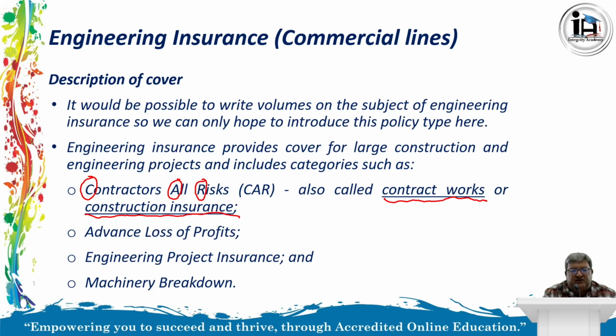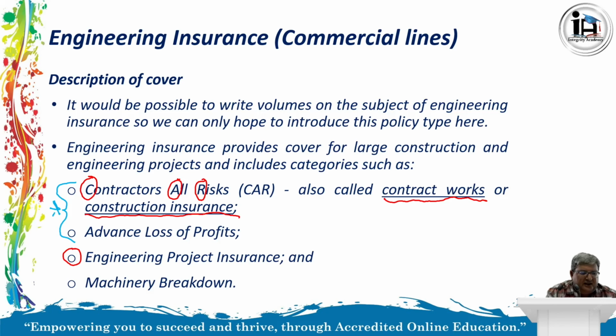We're going to look at advanced loss of profits. That way, the engineer, the contractor, because of unforeseen circumstances, is going to take longer to complete the project, and so they're going to lose on their profits because for every extra month they take too long, they must pay their builders their wages. Then there's engineering project insurance, which is a combination of these two. We're going to look into that.